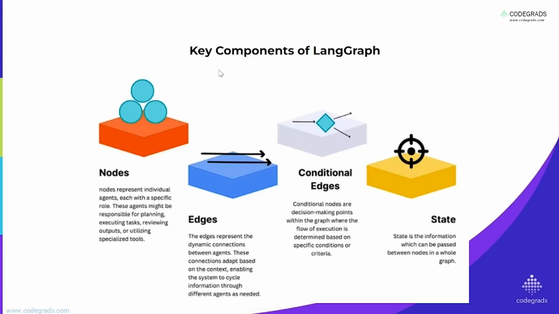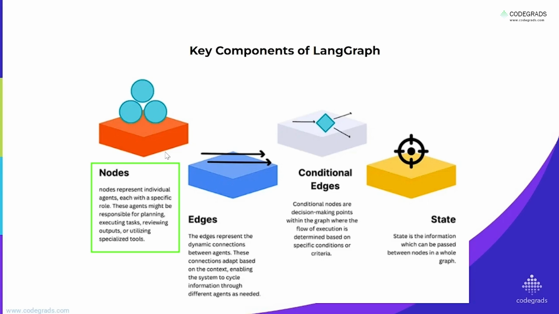Now, when we consider the key components of LangGraph, we have nodes, edges, conditional edges, and state. In the case of a node, we have seen it represents individual agents, each with a specific role. These agents might be responsible for planning, executing tasks, reviewing outputs, or utilizing specialized tools. So a node can be an agent, a function, or an LLM. This all is covered by the node part, and then we have the edges.